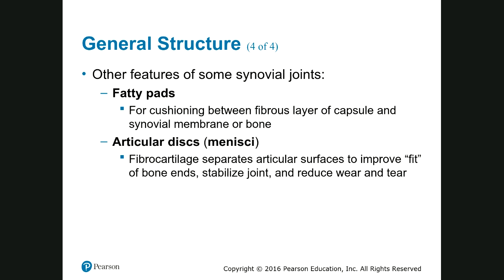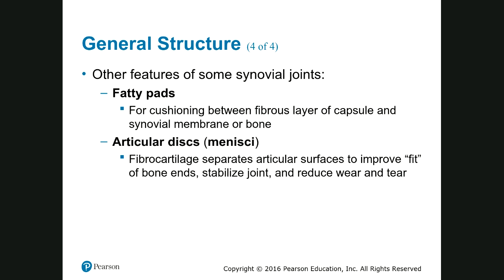Now, other features of some synovial joints, we have fatty pads. This is a cushion between the fibrous layer of the capsule and the synovial membrane. These are the areas that you're going to encounter bumps and things like that. So your knee would be a good example, where you have these little fatty pads that kind of cushion the blow. So if you fall on your knee, let's say you're playing football and you get tackled and you fall on your knee, that's part of the protective layer that you have.